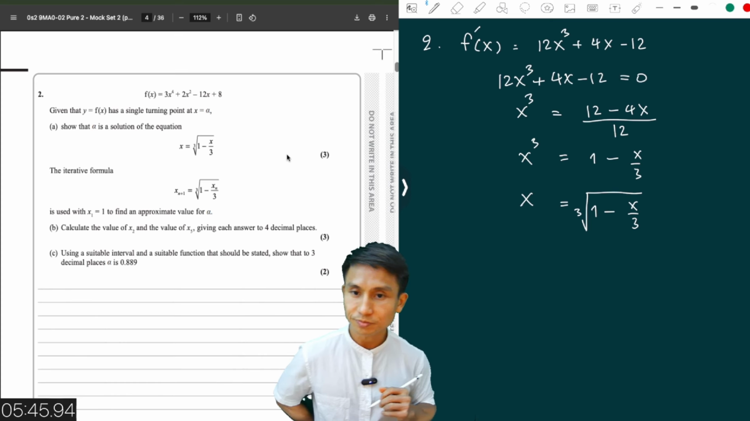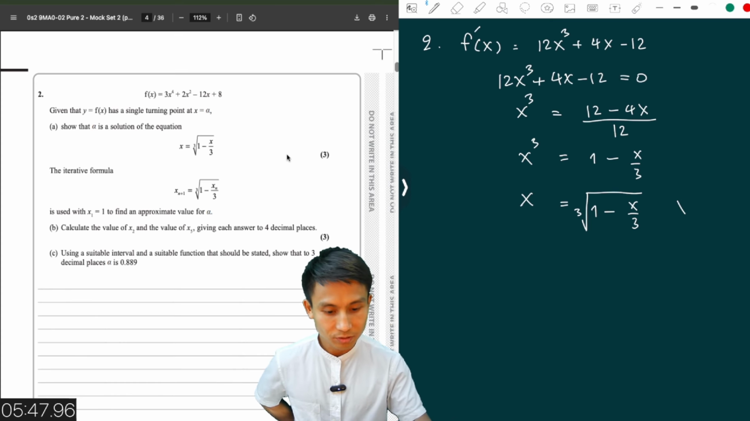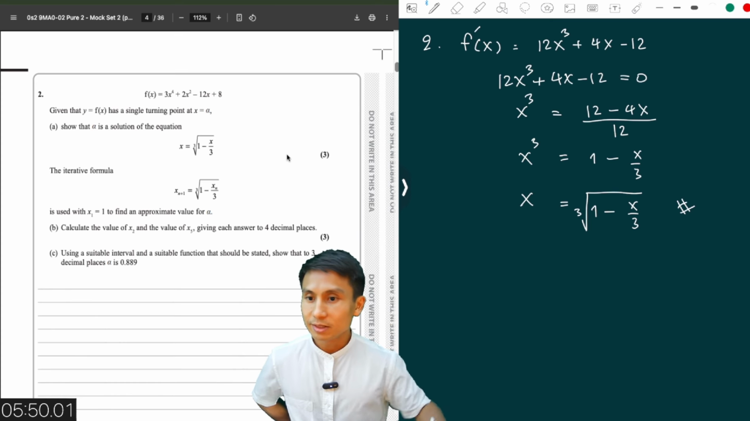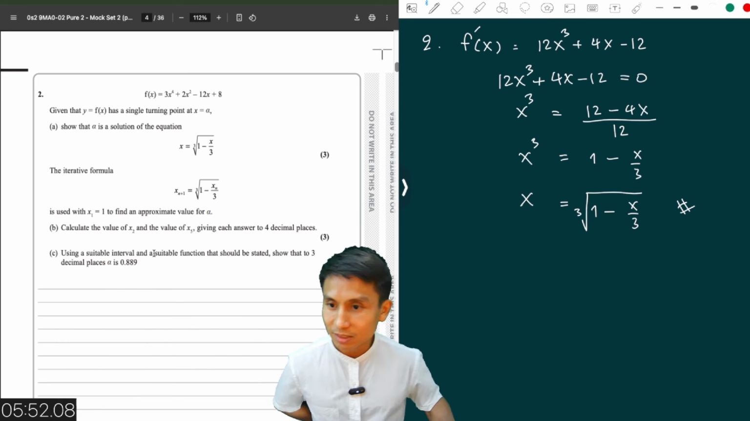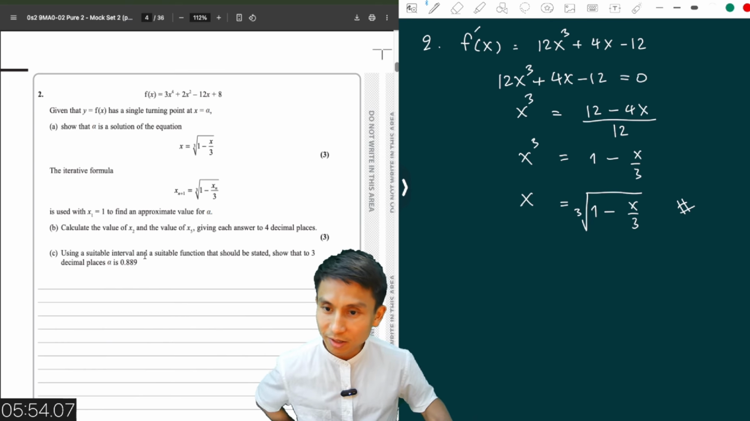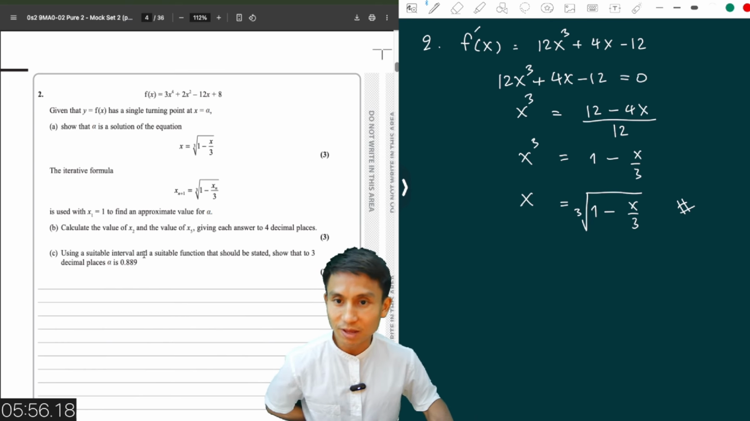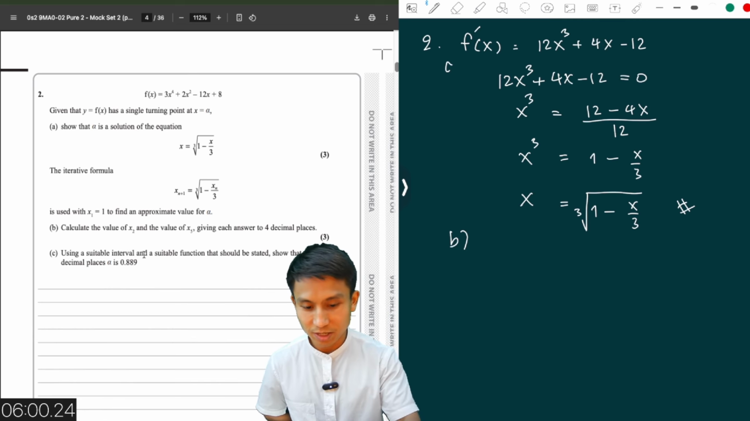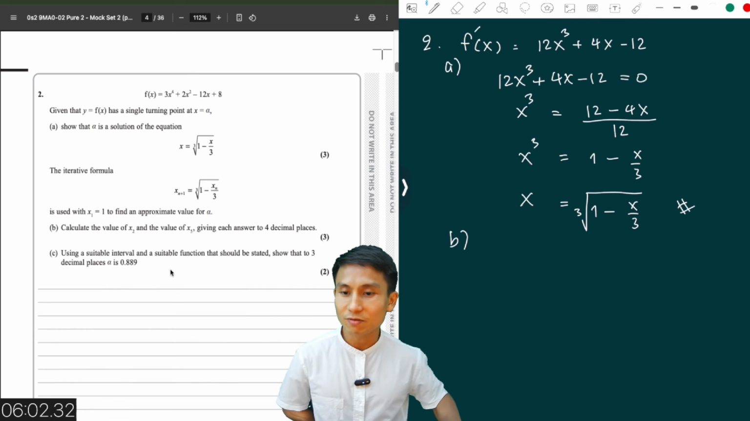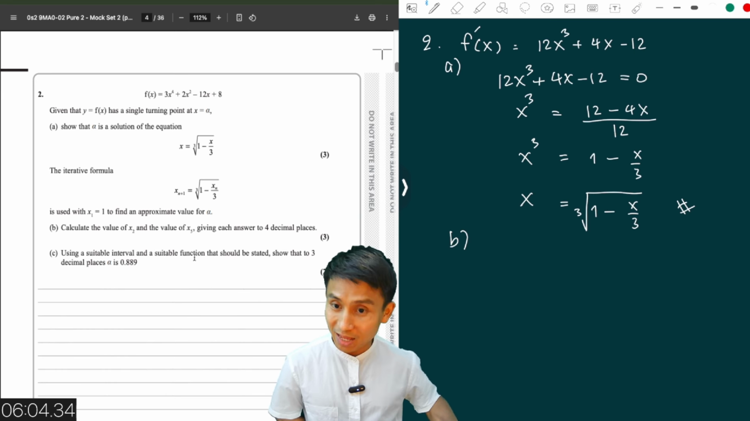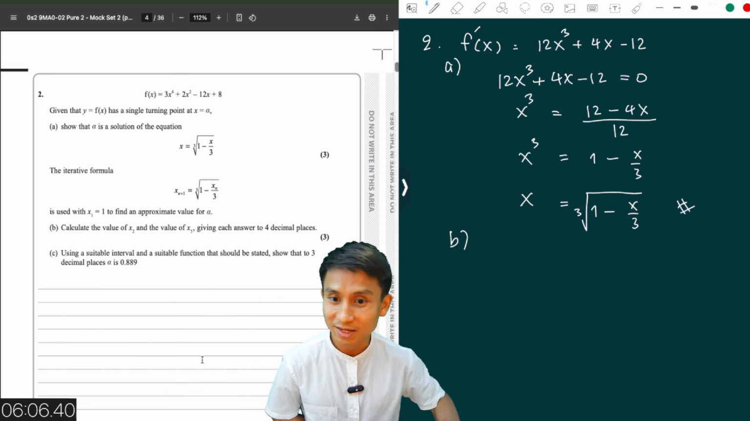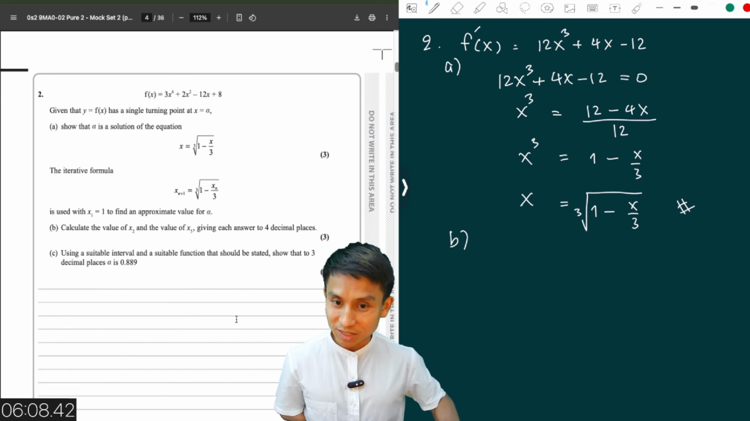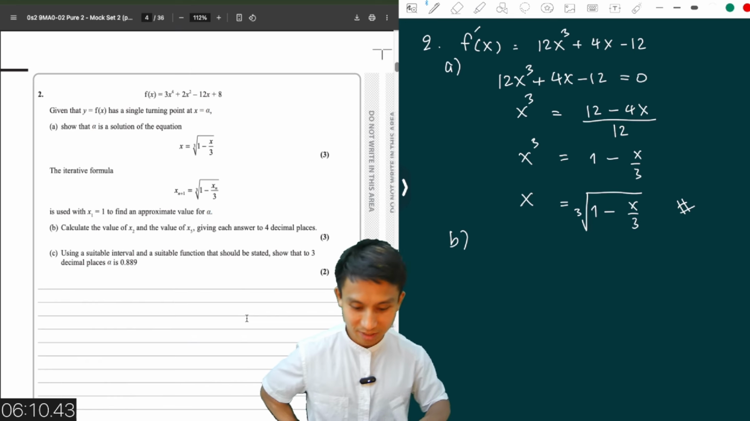There you go. Okay, so that is as required. The iterative formula is used with x1 equals 1 to find an approximate value of alpha. Okay, B, that was A. B, calculate the value of x2 and the value of x5. Well, we've got to keep going, right? Giving each answer to 4 decimal places.